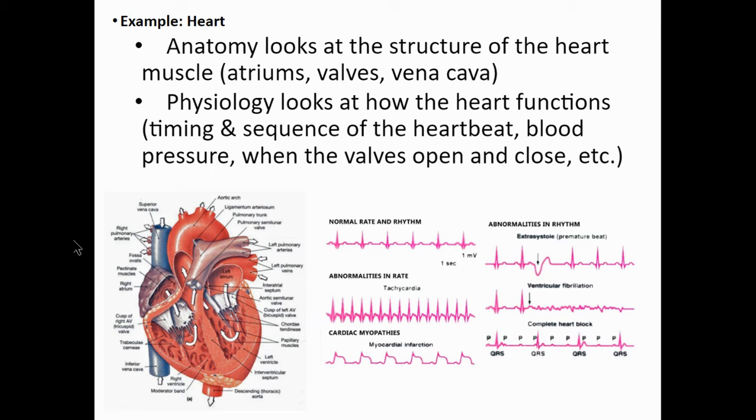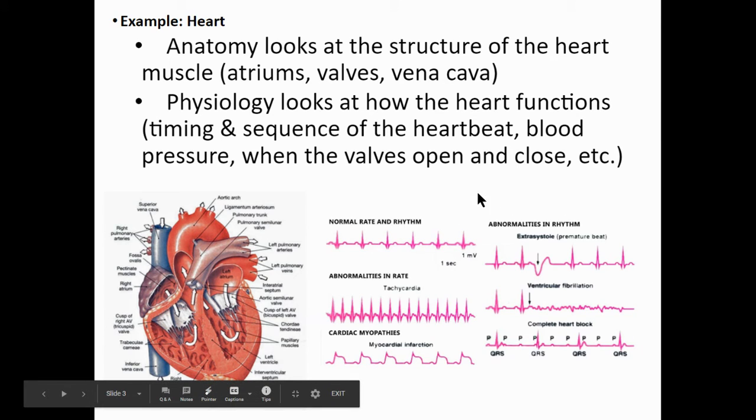So they would look at the timing and sequence of the heartbeats. Is there a murmur? Is it skipping? What is the blood pressure? Is there a blockage? How are the valves opening and closing? And so all of this information, all this type of data, is what a physiologist would look at. So the anatomist is more concerned with the structure of it, and the physiologist is more concerned with the function and how well the heart is functioning.